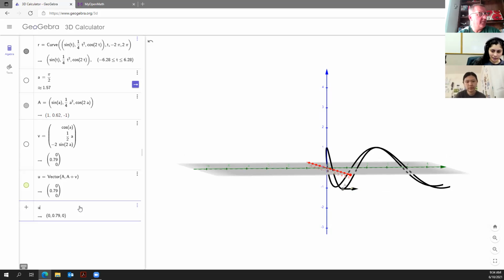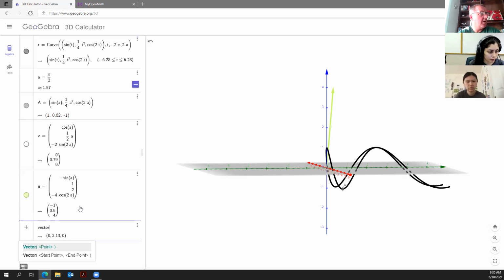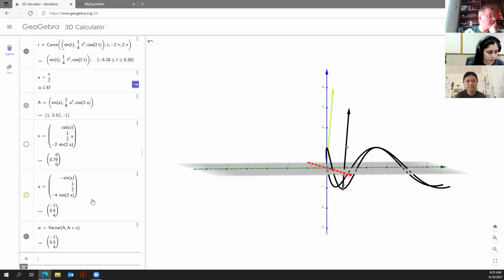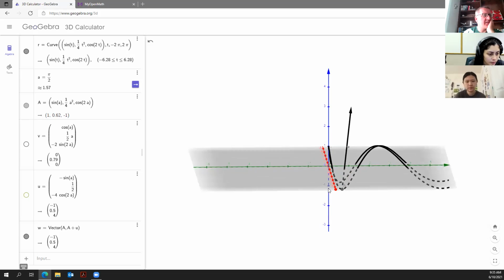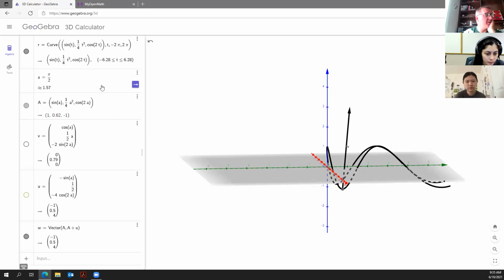Let me go in here and try typing that in really quick just for the fun of it and see what it does. So derivative of cosine is negative sine, Y value would be 1/2 permanently. Derivative of sine is cosine, so that'd be -4 cosine of 2a. So if I said, let's make that vector go from A to A plus U, then that's telling us how the slope is changing with whatever point we happen to be at.